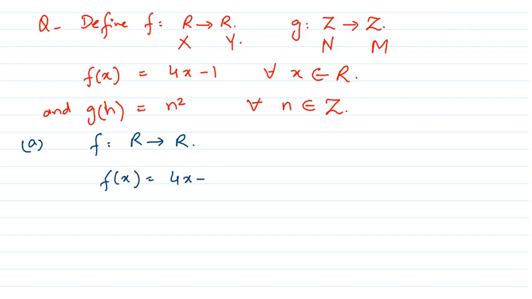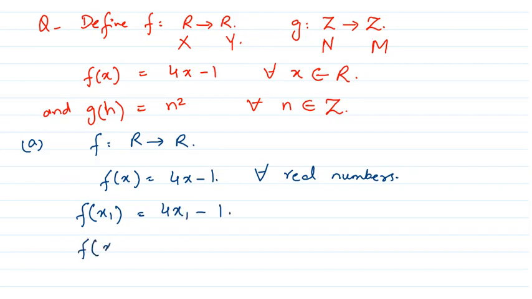So what was the procedure at hand? We have to start with the supposition that x1 and x2 are any real numbers, and we are going to take the assumption that f of x1 is equal to f of x2. So let me first write f of x1. What will f of x1 be? 4x1 minus 1. What is f of x2? This is going to be 4x2 minus 1.